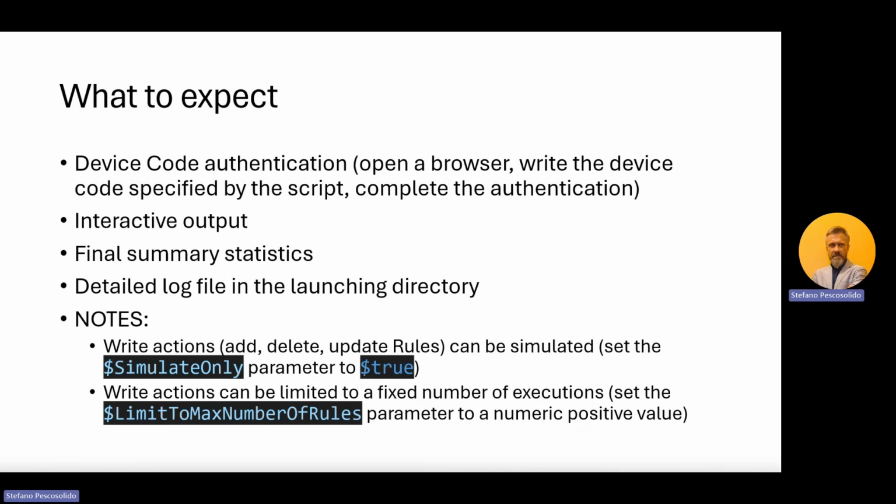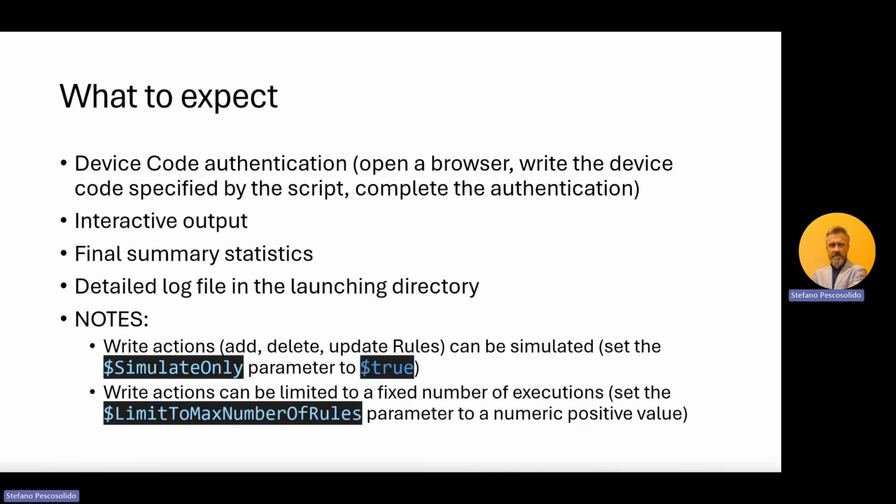And it's worth noticing that when you launch the script, you can simulate all write actions. So you are not really doing any change in Sentinel if you set the simulate only parameter to true. For testing purposes, you can also limit the number of write executions or simulated write executions to a fixed number. It's enough to set the limit to max number of rules parameter to a positive integer value.